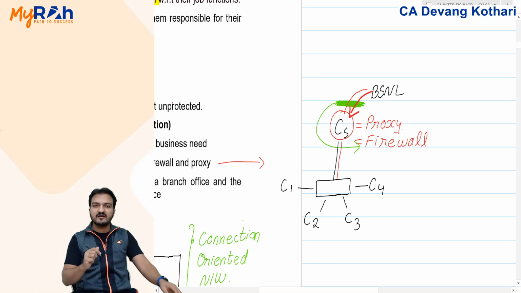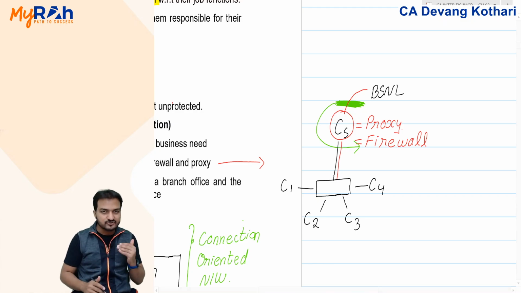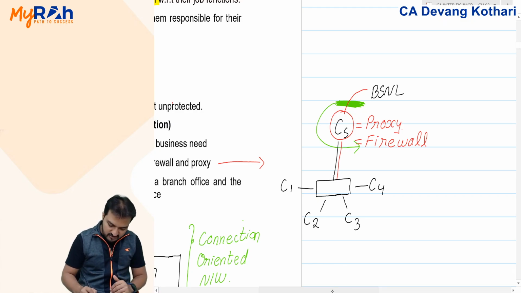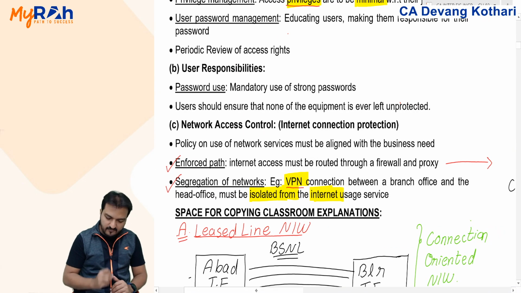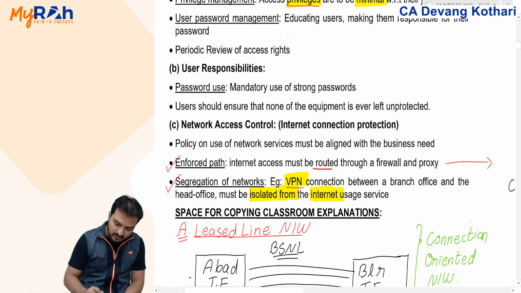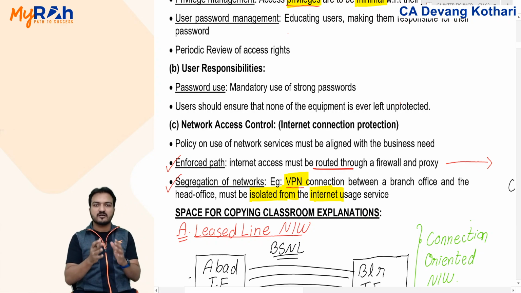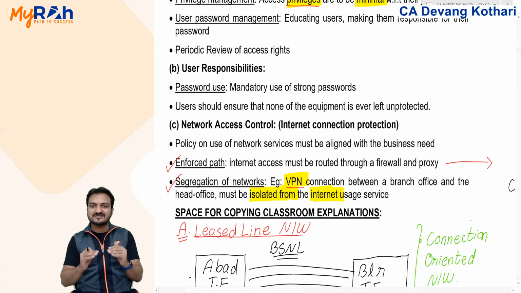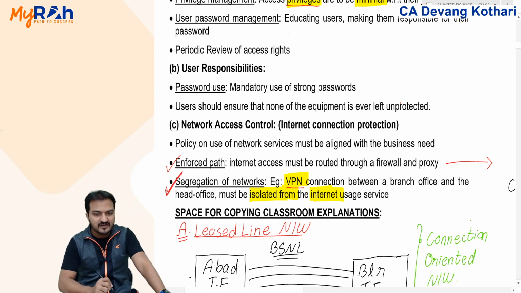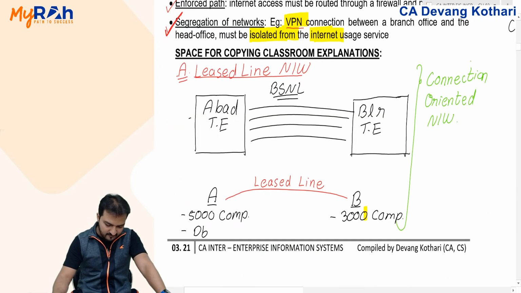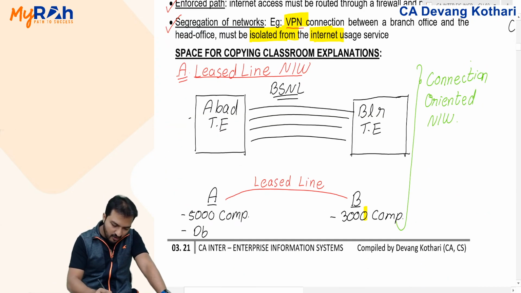So anything that comes from the internet will have to pass through computer C5, and because of that I say that it is an enforced path. All the internet access is routed through that one central computer C5. Any internet access will always come through that one central computer C5. Segregation of networks: for that, it was using a word called VPN over here.